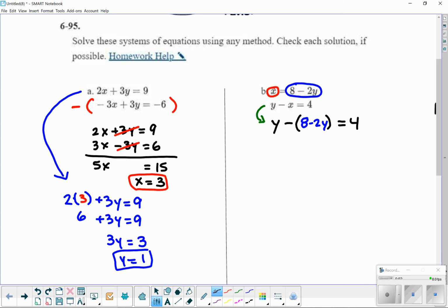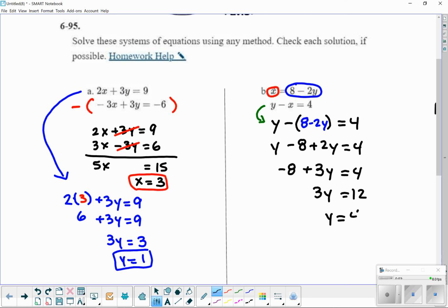Now you're going to redistribute this. So y minus 8, and then the minus and the minus 2y makes a positive 2y, equals 4. You can combine some stuff together, like 2y and y makes 3y, minus 8 equals 4. You get rid of the negative 8 by adding 8. So 4 plus 8 is 12. 3y equals 12, divided by 3, y is 4. So that's your y value.